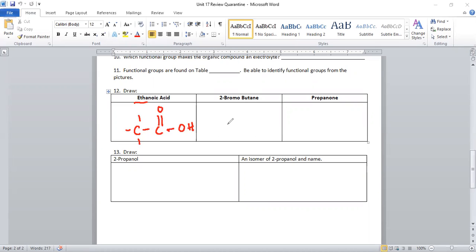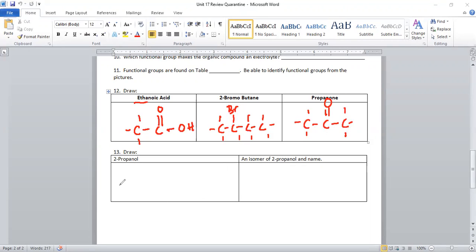All right, 2-bromobutane. So draw butane first. 1, 2, 3, 4. Bromo means it's a Br off the second carbon. Okay, and then propanone, 1, 2, 3. ONE means you have a ketone. Ketones have a double bonded O, and it has to be in the center of your compound.